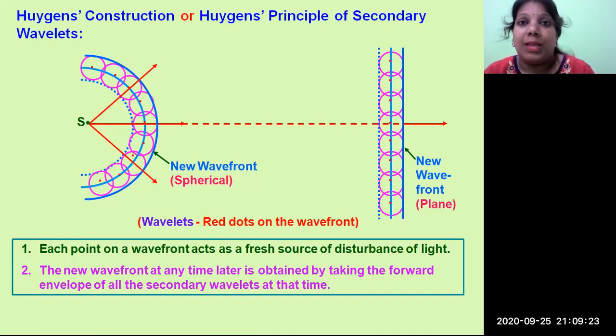And from the locus points, those locus points again behave like a source. From that source, again wavefronts will be generated. Those wavefronts are called secondary wavelets. So this is explained by Huygens.